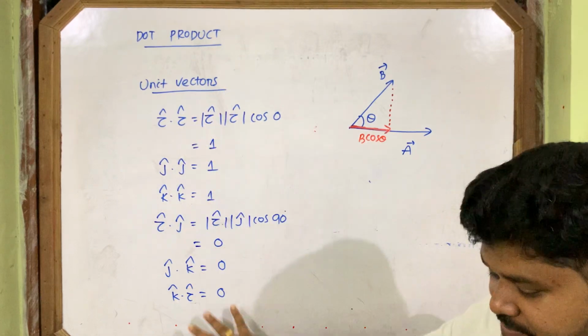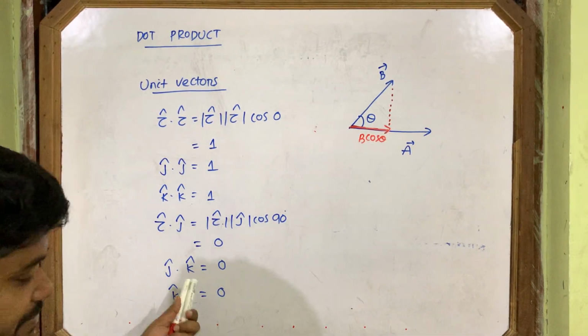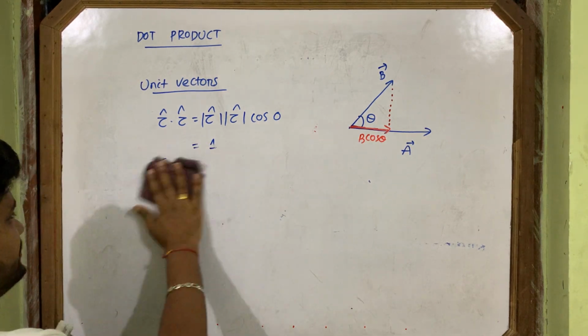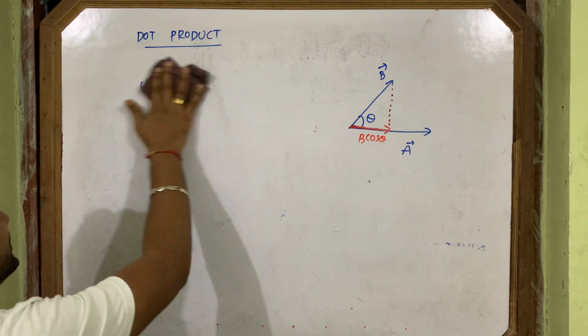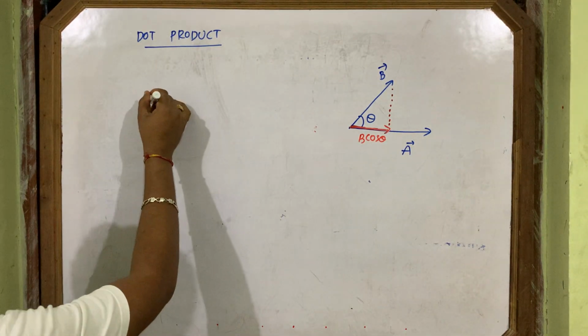So you have to remember this much. It's not difficult to remember. Where perpendicular, dot product is 0. Now let's come to the dot product of position vectors.